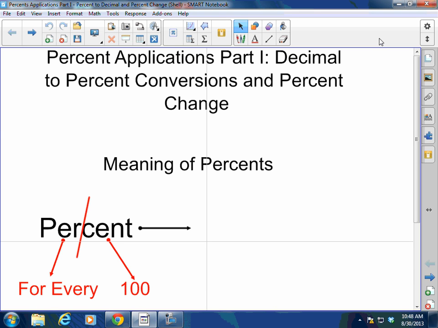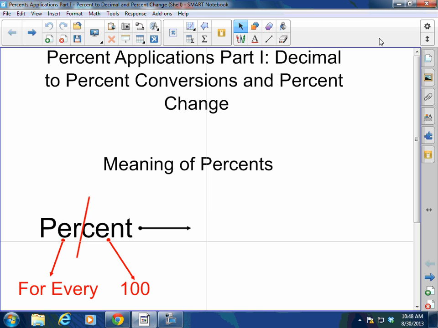Morrow's Algebra class. Today we're going to be talking about percent applications. We have three parts of percent applications. Percents are very important for mathematics and for just everyday general life. So I want to try to really do a good job explaining all the aspects of percents. Today we're going to deal with part one, and we're going to look at decimal to percent conversions, which I know we've already learned. We're just going to review it, and we're going to talk about the ever important percent change.